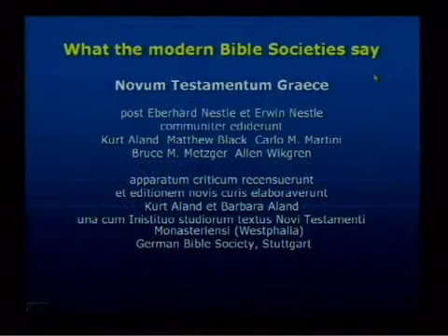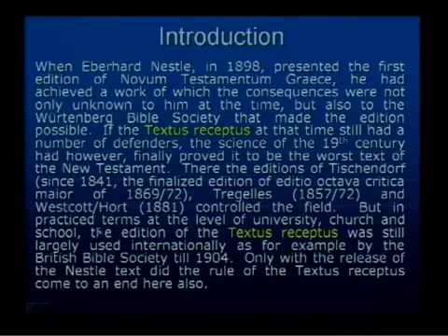This is what modern Bible societies say. Novum Testamentum Graece, the German Bible Society, Stuttgart. What has that got to say? It says, when Eberhard Nestle in 1898 presented the first edition of Novum Testamentum Graece, he had achieved a work of which the consequences were not only unknown to him at the time, but also to the Württemberg Bible Society that made the edition possible. If the Textus Receptus at that time still had a number of defenders, the science, note that, the science of the 19th century had, however, finally proved it to be the worst text of the New Testament.